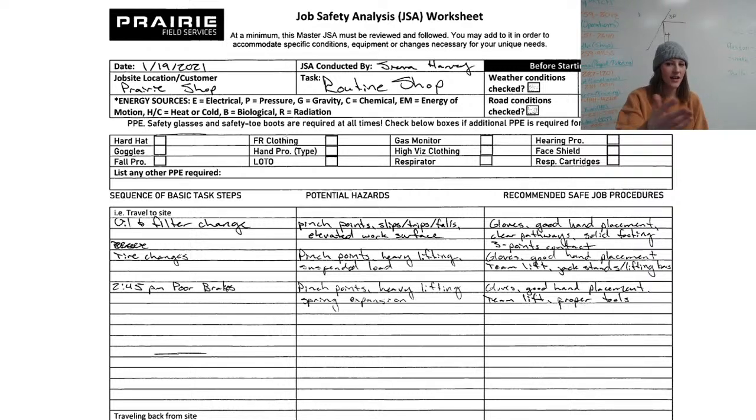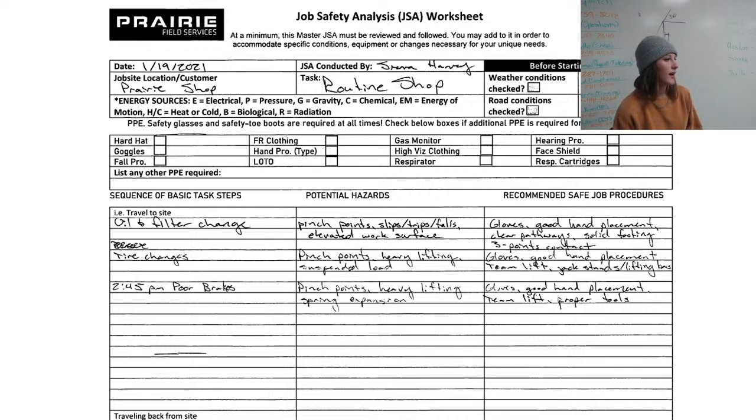So basically, you have your date, right? Who the JSA was conducted by, me in this case. We're in the Prairie shop. Our task is just routine shop tasks. For those drivers, it's things like your weather conditions, you have all your tools with you. Road conditions, you've checked those before you went out on the road. If it's poor weather conditions, things like that, you have food and drink in your trucks as well.